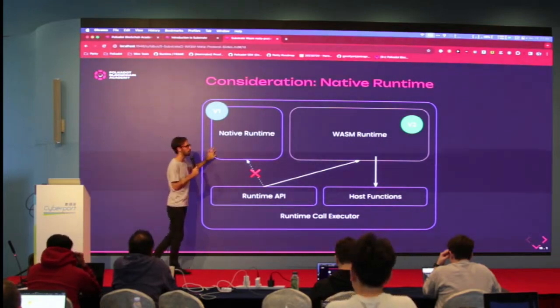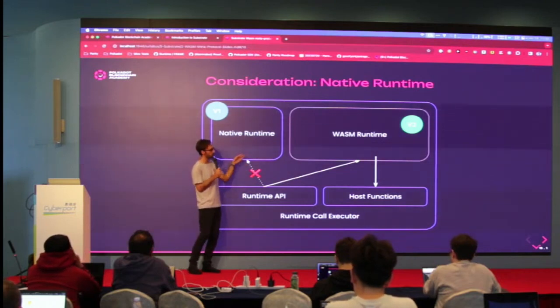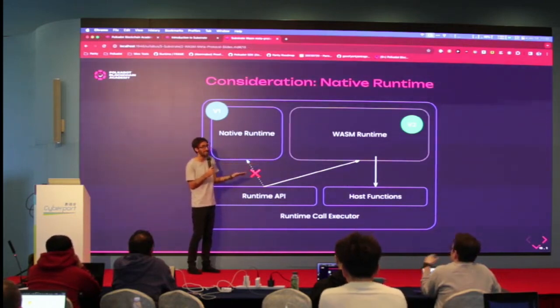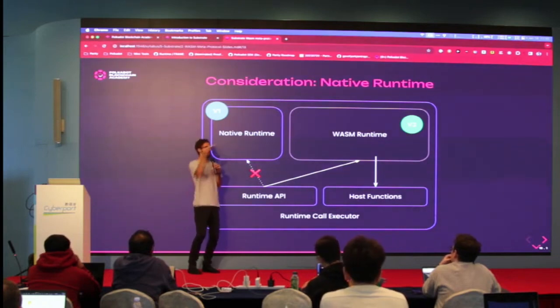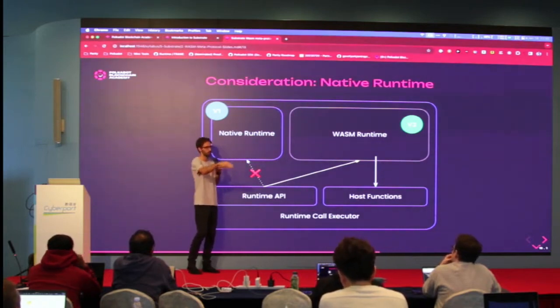And when you're using the native runtime, both runtime APIs and host functions are the same thing. They exist, but they are no longer this complicated process where you have to go over the Wasm boundary. It's just a normal function call.